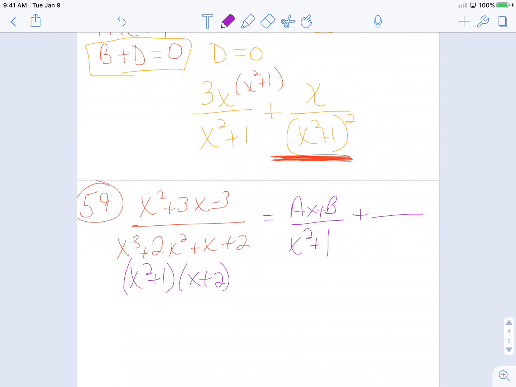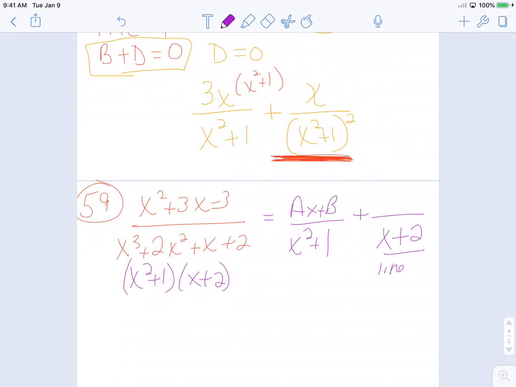Yeah, so the first one is correct. So we have the x squared plus 1. Again, that's quadratic because it has x squared. You can't break it down or factor it further. So the numerator has the ax plus b. And then the second one is just x plus 2.